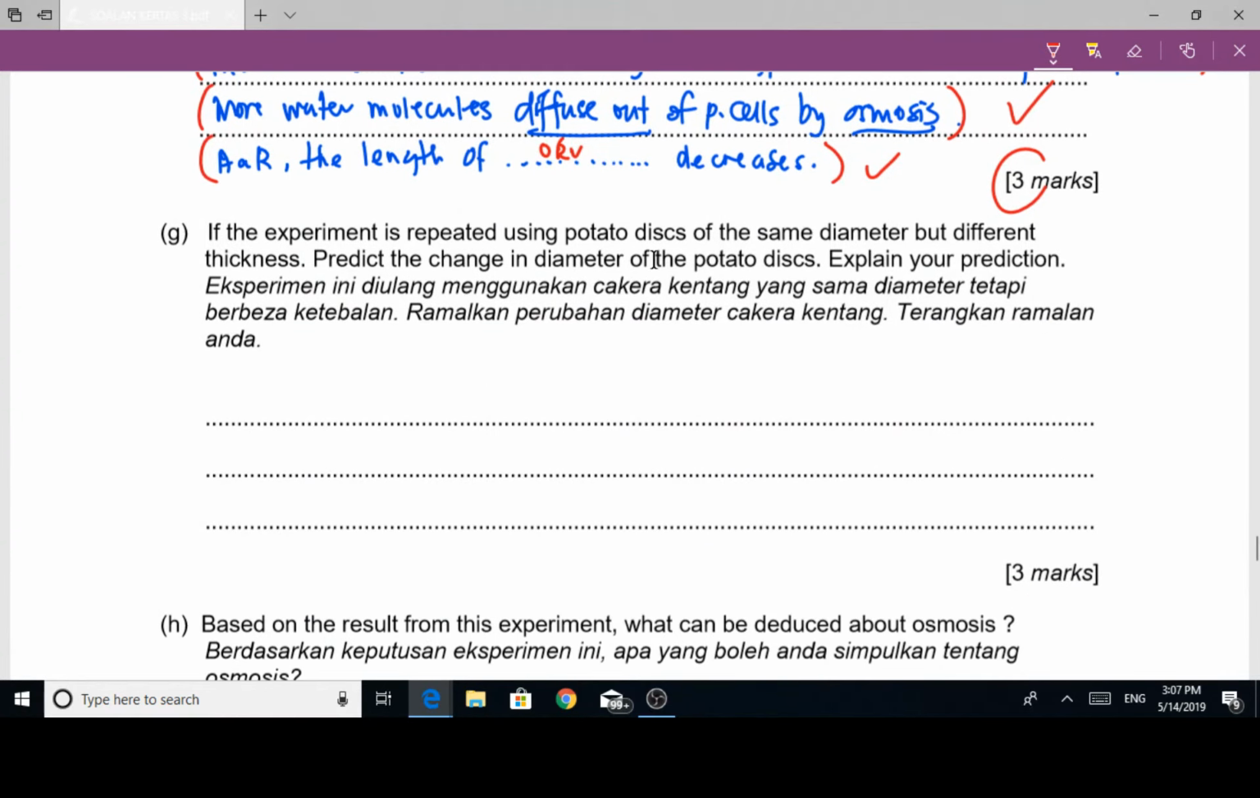And number G, if the experiment is repeated using potato discs of the same diameter but different thickness, now you are given a brand new MV. So predict the change in the diameter of the potato disc. Explain your answer. So how do we explain your prediction? First of all, I need to state my prediction. So predict the change in the diameter.